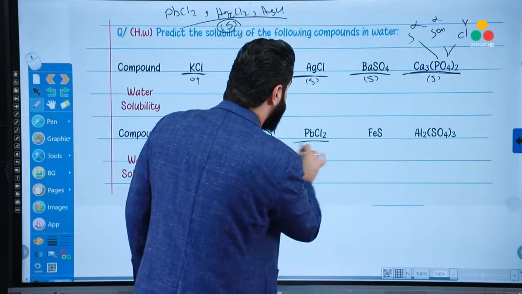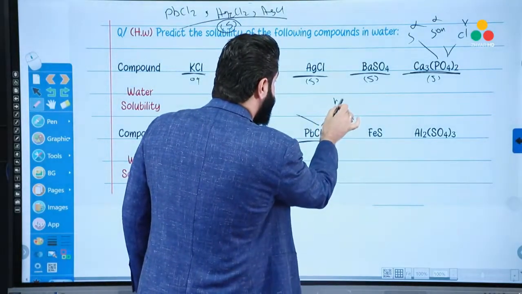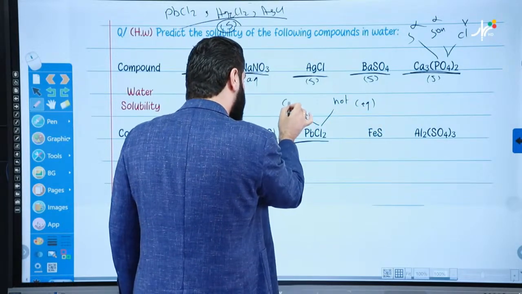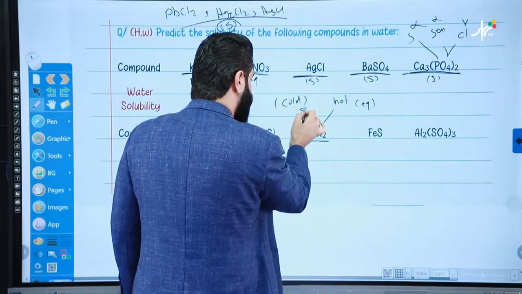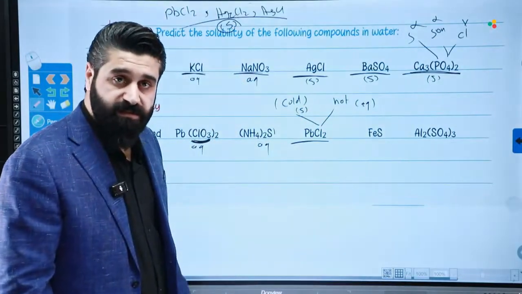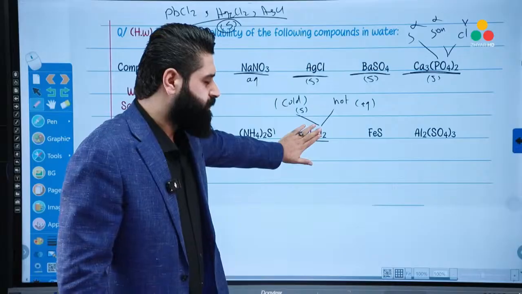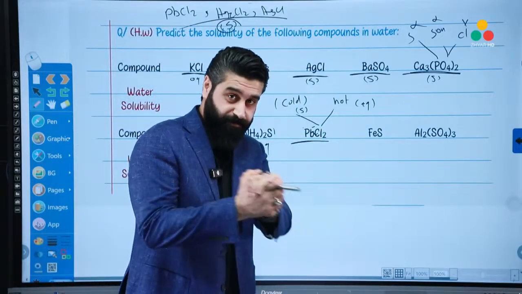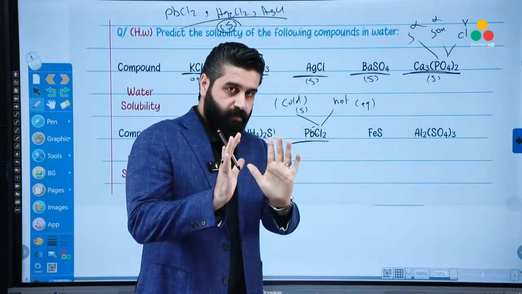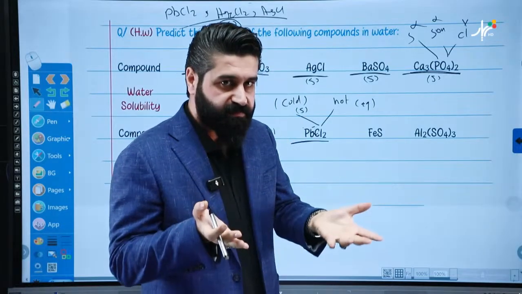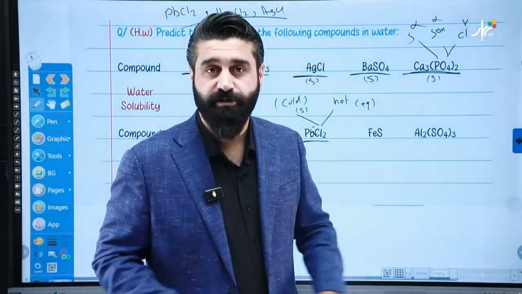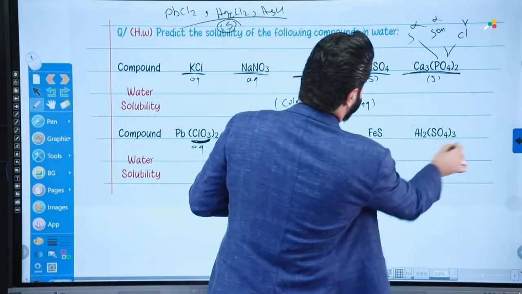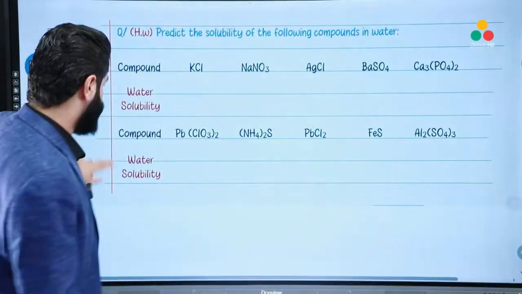How about PbCl2? You have said if the water is hot, it's aqueous. It will become aqueous, but if it's cold, it will become solid. But how do you know if it's cold or hot? Simply, just touch it. I don't know. No, please. Look. If the question didn't say the water is hot, we assume that this is cold. Room temperature. So this is at room temperature S. Okay? FeS and Al2SO4, I'll leave them for you.